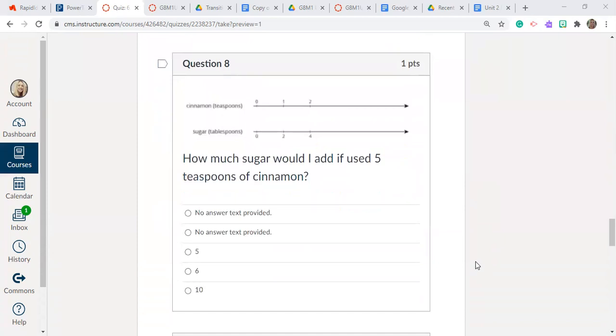Question number 8. This double number line shows cinnamon in teaspoons and sugar in tablespoons. How much sugar would I add if I used 5 teaspoons of cinnamon? So do the work in your notebook and then select an answer. 5, 6, or 10. Pause and do the work.